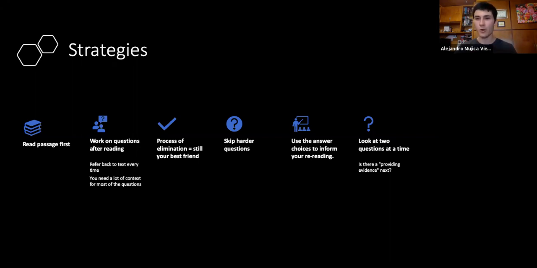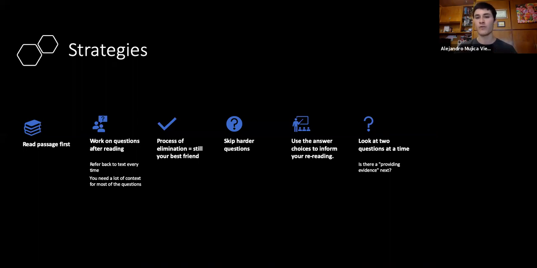So you read the whole thing first. Either skim it if that works for you, or read the whole text if that works for you. So you work on questions after reading, and you refer back to the text every time. Every time you feel like you need to look at the text, go back. You have more time to be able to do that.